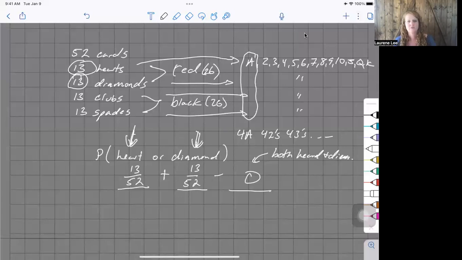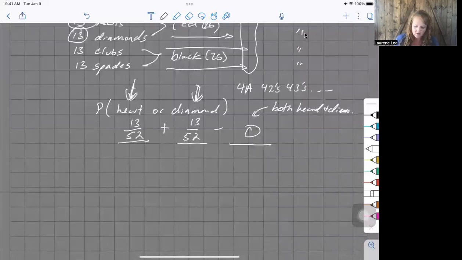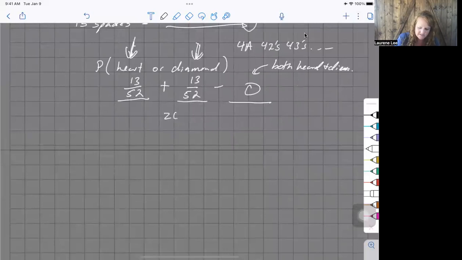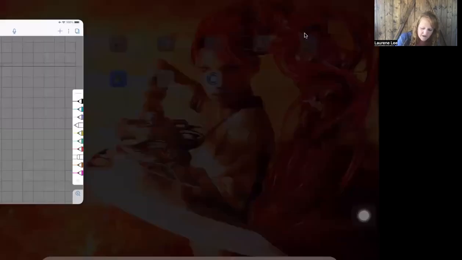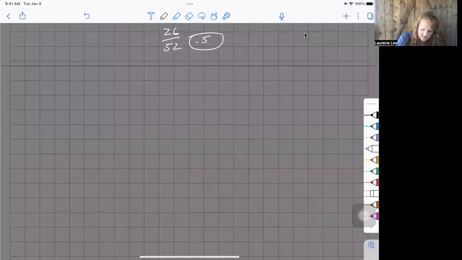Okay. So you'd add these up. This is 26 out of 52. Reduce that or divide it out. If you divide it out, you get 0.5. Okay. New problem. What's the probability that I draw a king or a heart?